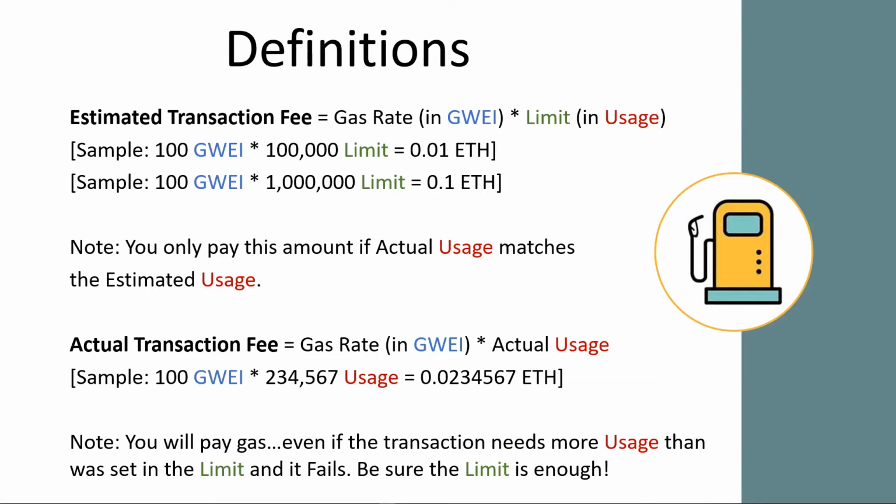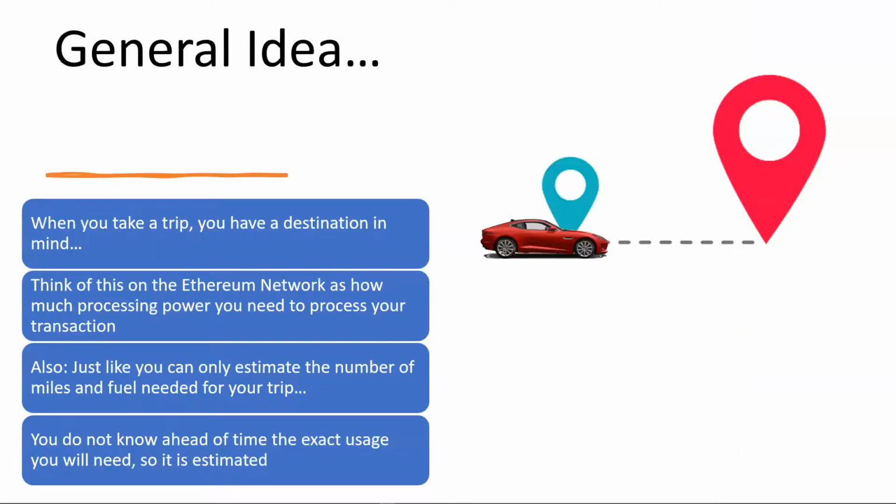So if you run out and you hit your limit before it's done processing, it will fail. So be sure that your limit is high enough. Now here's the general idea of this, using a car trip analogy. When you take a trip, you tend to have a destination in mind. So think of this on the Ethereum network as how much processing power you need to process your transaction.